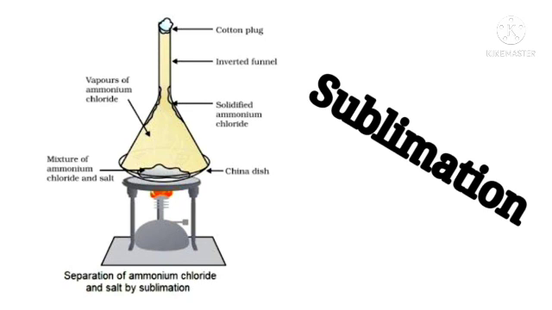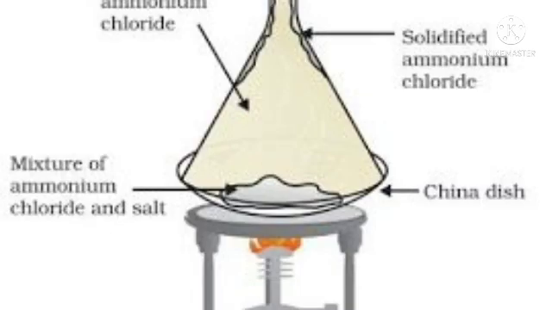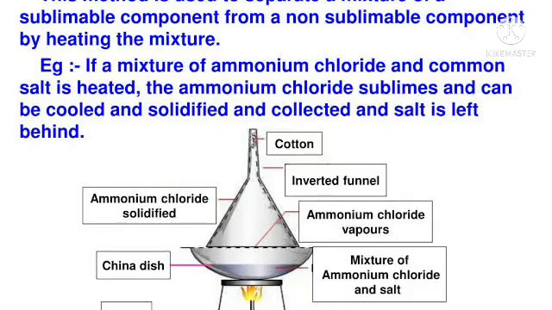Sublimation is the method used to separate a mixture of sublimable components from non-sublimable components by heating the mixture. In simple words, we can say like this: sublimation is the process by which we separate two different types of solid by this method. Sublimation is also the process by which a solid can change its state from solid to the vapor state without reaching the liquid state.